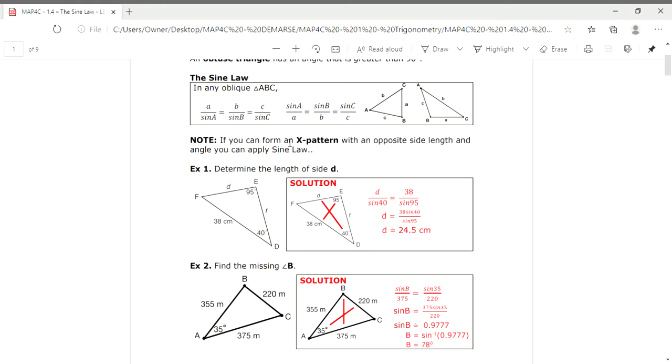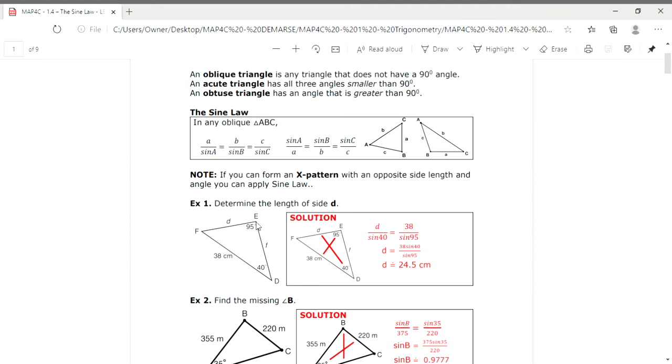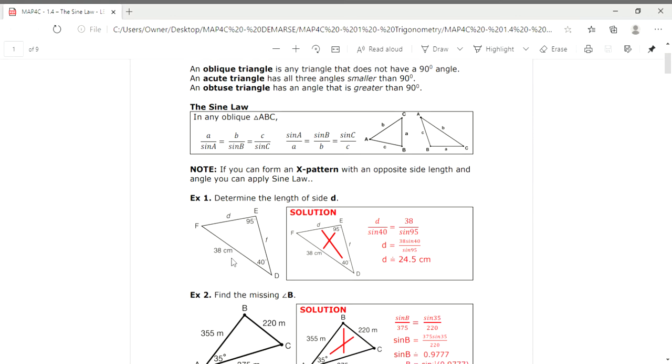Note, if you can form an X pattern with an opposite side length and angle, you can apply the sine law. What this basically means is that if you're trying to solve for something in an obtuse or acute oblique triangle, and you have a matching side and angle combination, you can use the sine law. That means if you have both angle A and side a, you can use the sine law. Or angle B and side b, or angle C and side c. If you have a matching side length combination, you can use this. If you draw an X, that's another way to visualize this.